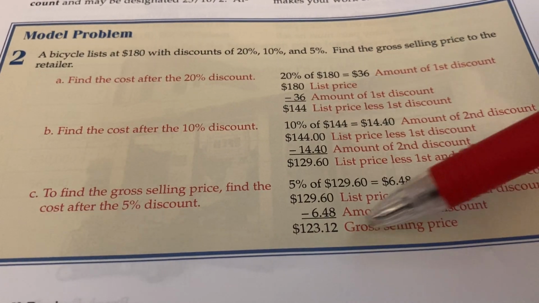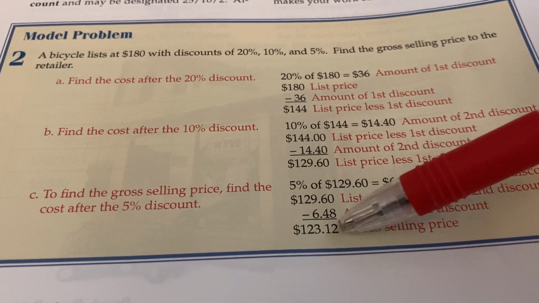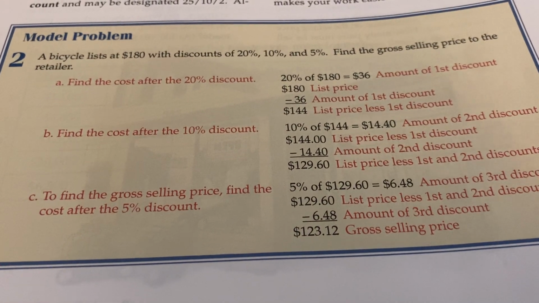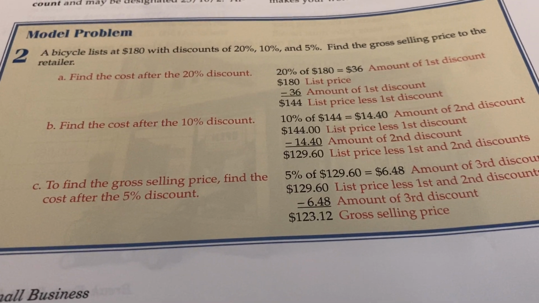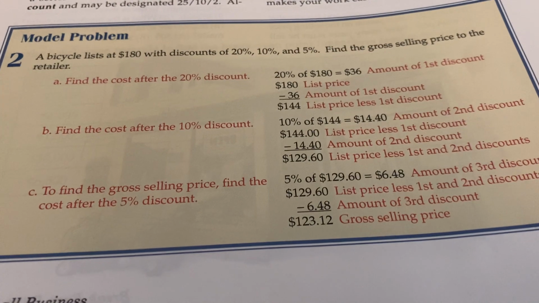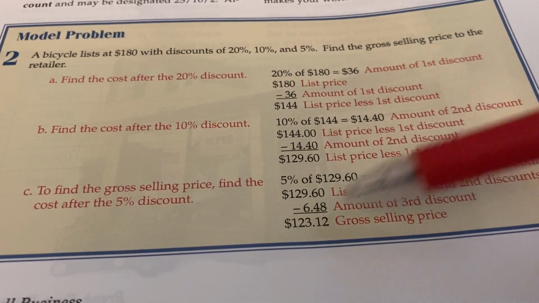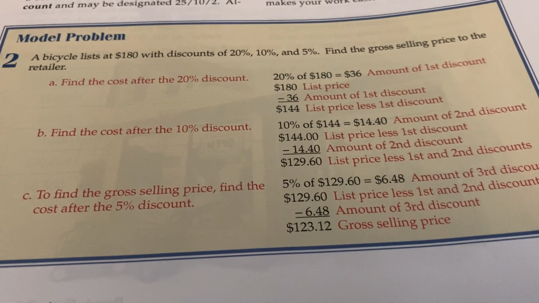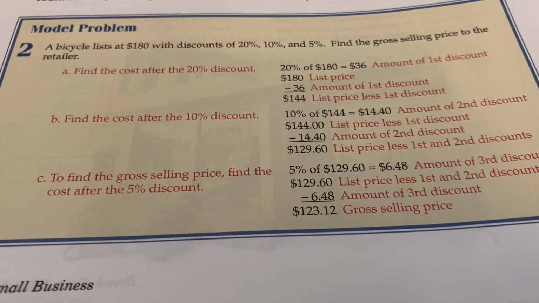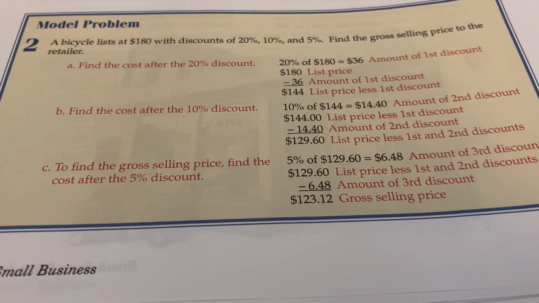So this is going to be your gross selling price, $123.12. So after your discounts, a bicycle lists at $180 with those 3 discounts, and find the gross selling price. After you took all these discounts off, you're going to buy that bicycle for $123.12. So that's going over the trade discounts.